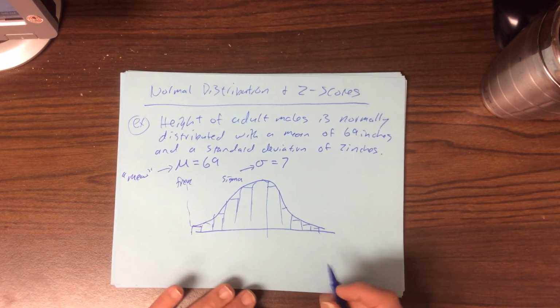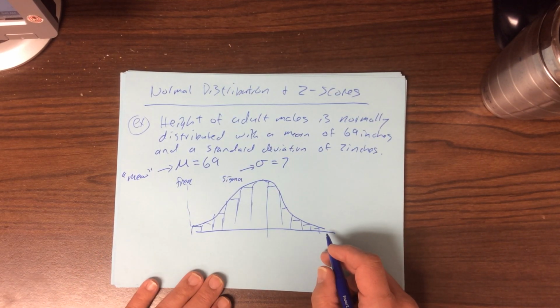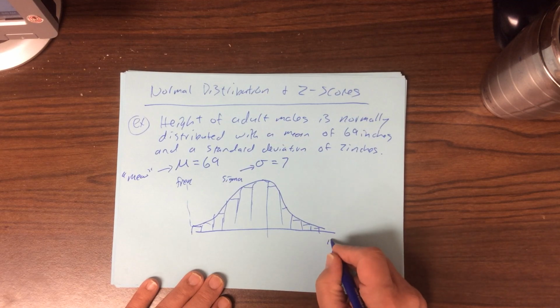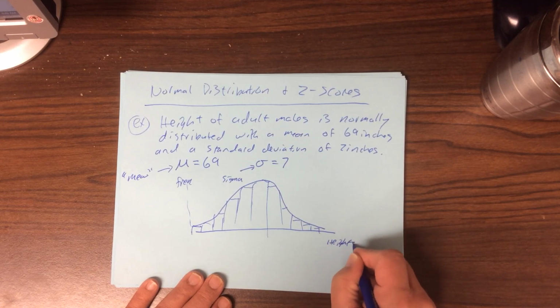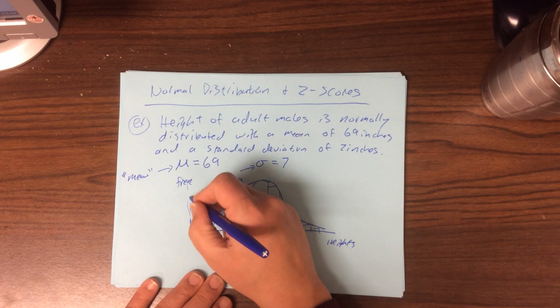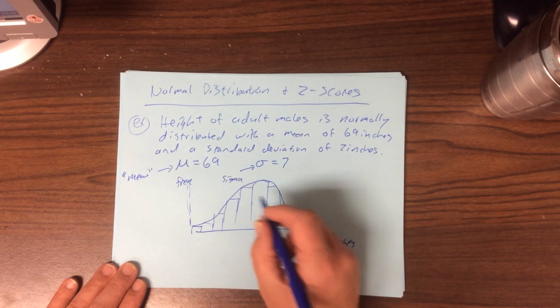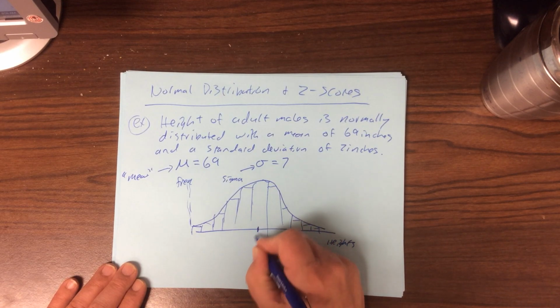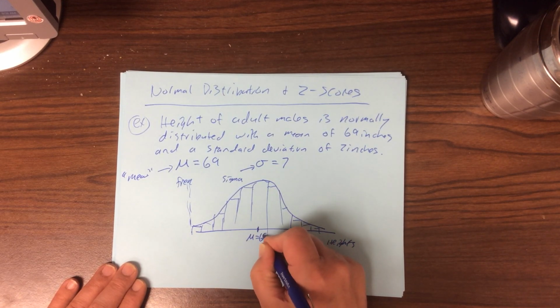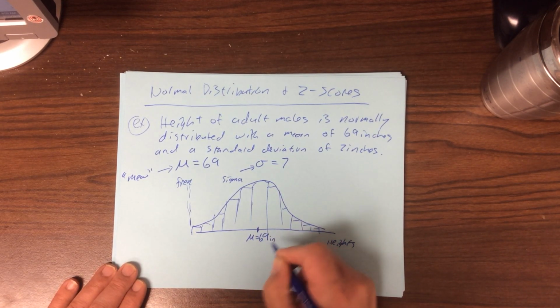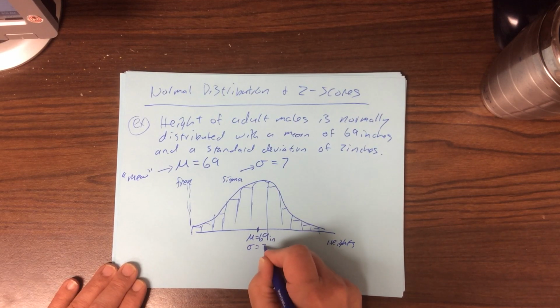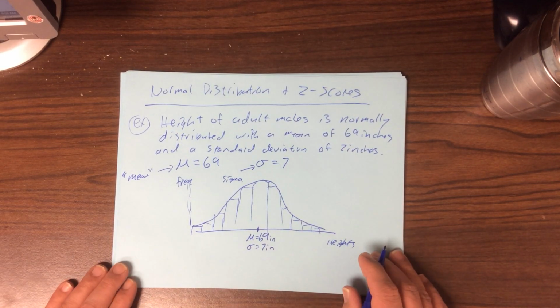This is very common in statistics. Okay, so these would be like the heights here. This would be like the number of adult males that are that height. Okay, and the mean here is going to be in the center of the distribution, 69 inches. Okay, the standard deviation I'll write right underneath it, 7 inches.